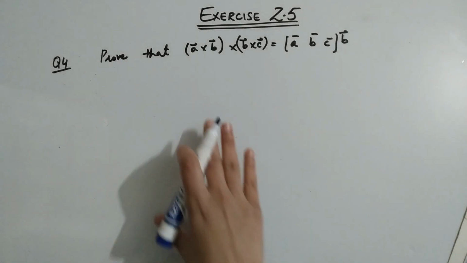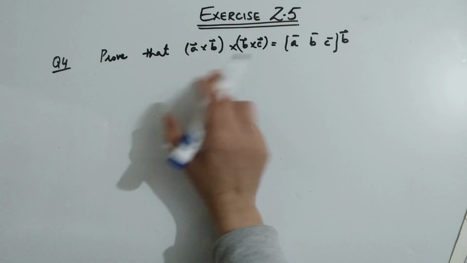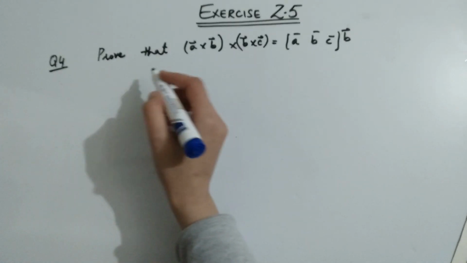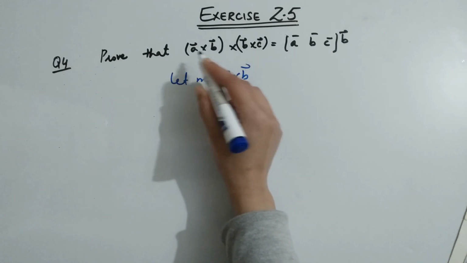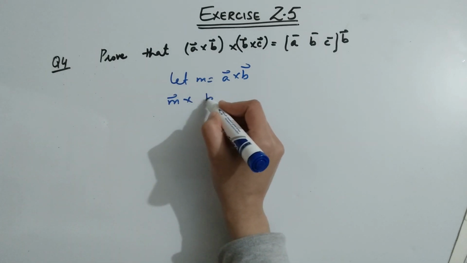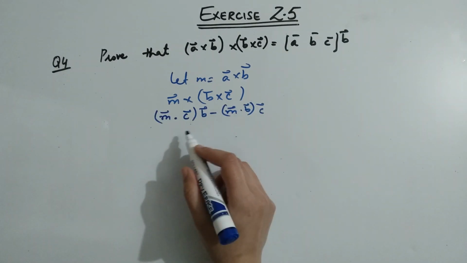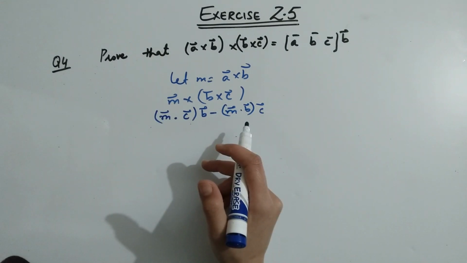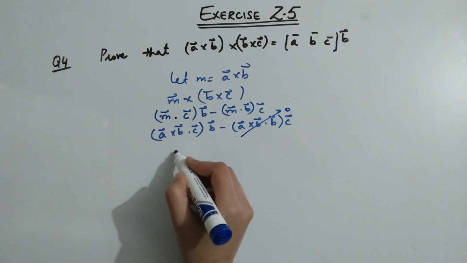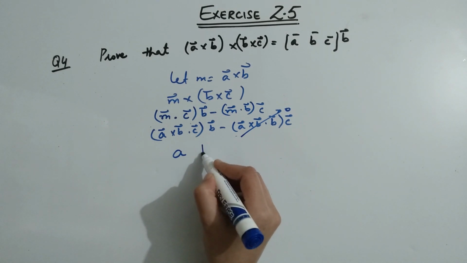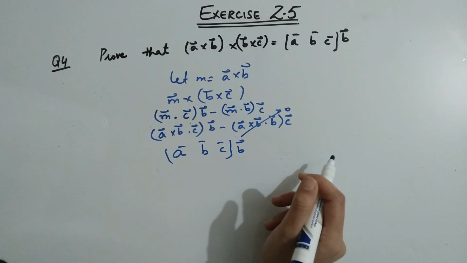In question number 4, you also have to use the vector triple product property as you used in exercise 2.4 again and again. So let m equal to a cross b, and putting the value of m here, you can write it as m cross (b cross c), expanding it with vector triple product. After opening the formula, putting the value of m back here, using the property of scalar triple product, this will go to 0 and you will only be left with [a b c] and b. This is the right hand side, as proved.